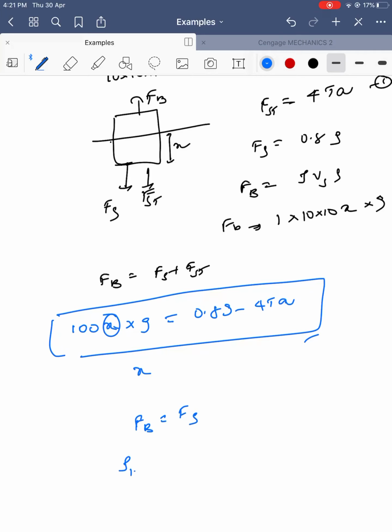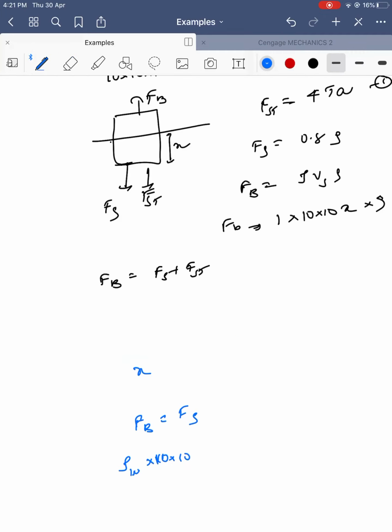Fb is equal to rho of water into the volume submerged, which is 10 into 10. Remember these 10s are in centimeters, so X will come in centimeters. If you want to unnecessarily complicate it, convert everything into meters. So 10 into 10 into X, with everything in meters, and you will get the buoyancy force. Here also, the buoyancy force is equal to the gravitational force.